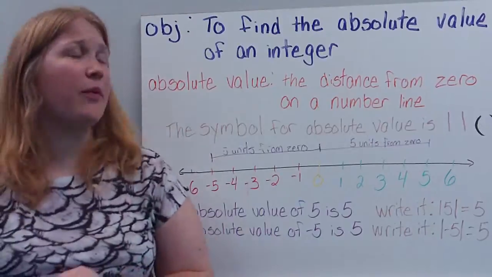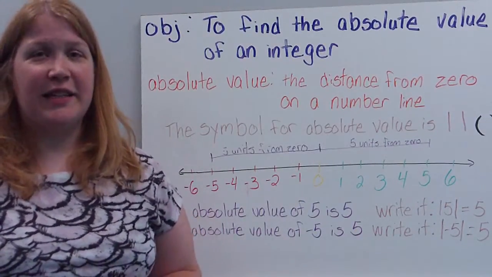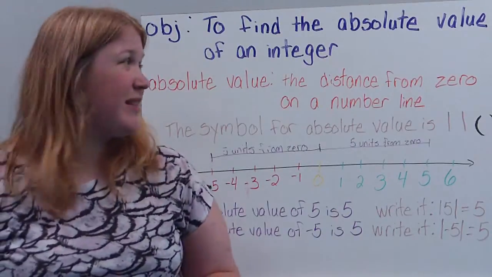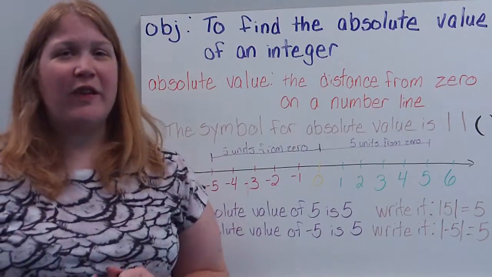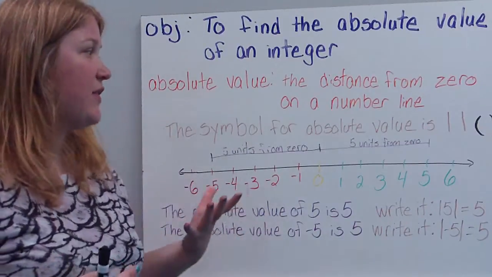Our next objective that we want to look at is finding the absolute value of an integer. And again, let's get a definition here so we know what we're talking about when we say absolute value. Absolute value simply refers to how far something is from 0. What is its distance from 0?